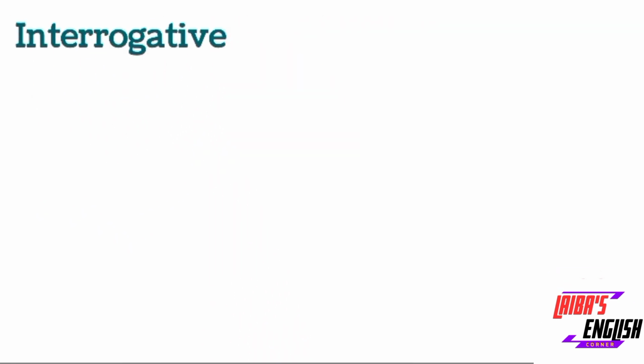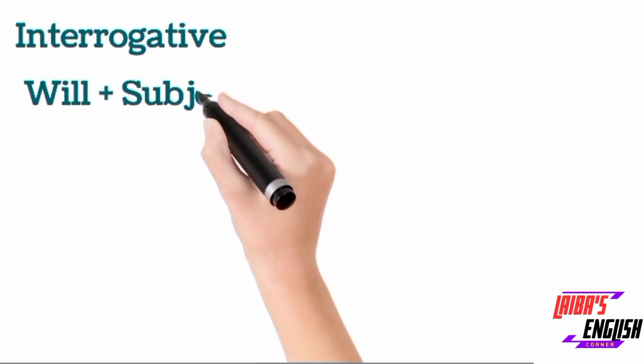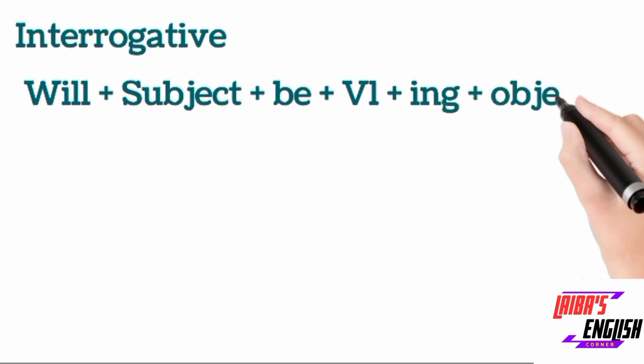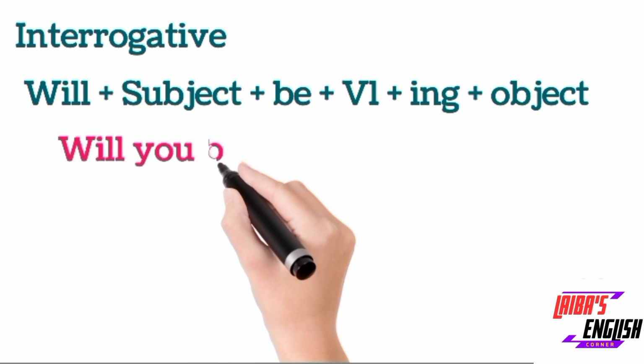Now we have to make interrogative of this future. So for interrogative, we just have to put the helping verb in the start, and the helping verb is will. Will plus subject plus be, verb first form plus ing and an object. So the examples are, will you be teaching me?